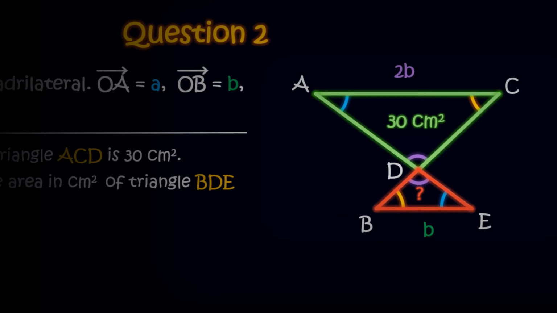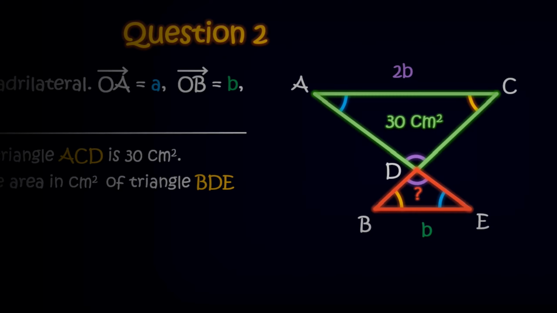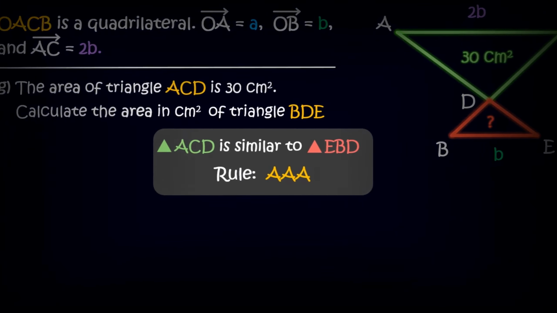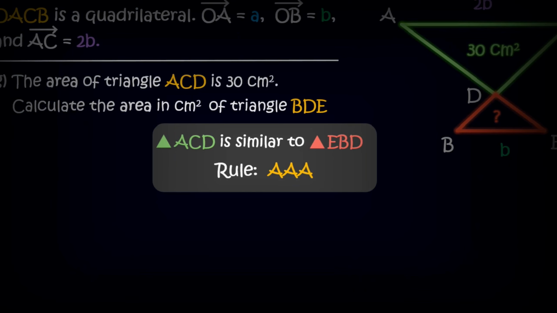The center angles are also equal, as stated by the rule that says opposite angles around a point formed by two intersecting lines are equal. This information is enough to say that both triangles are similar, as stated by the similarity rule, angle, angle, angle.